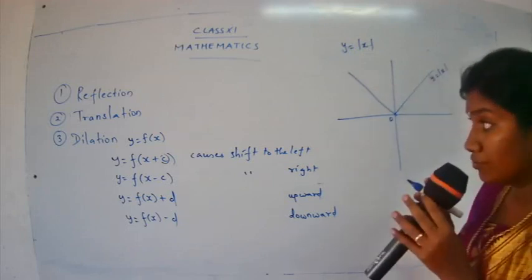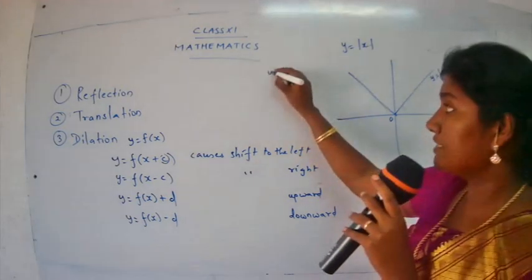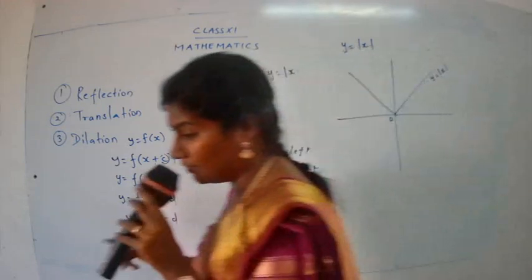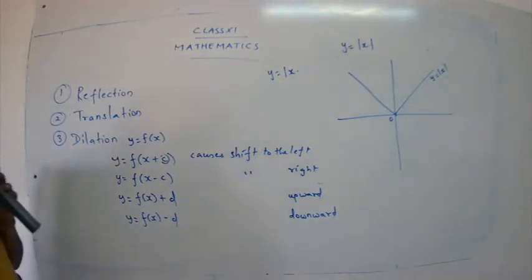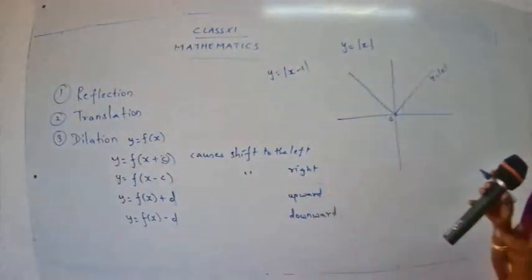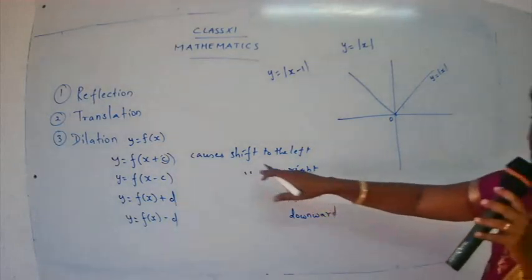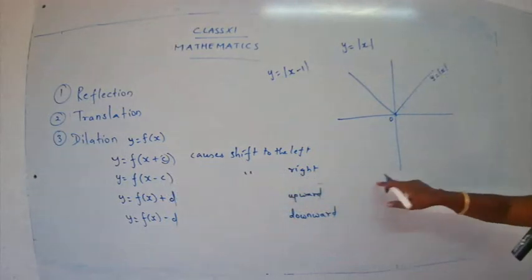Okay. Now what are we going to do? We are going to take one new function. What is that? y is equal to mod x plus 1 or minus 1, they have given. Its first is minus 1. So let's go for minus 1. Okay, so minus 1. Let's see how to shift it. When it is minus 1, what happens? It's minus 1, yes. So it causes the shift to the right.